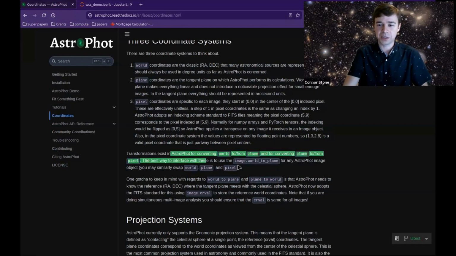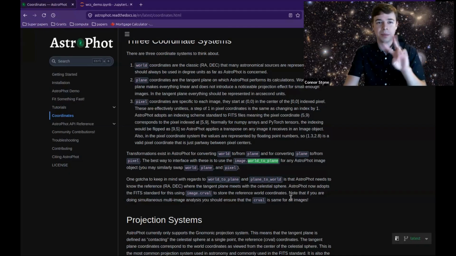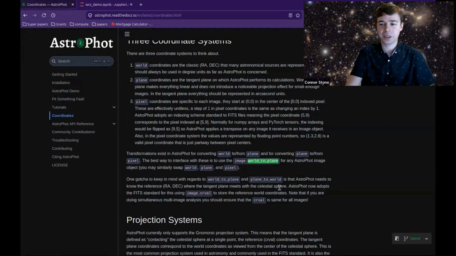AstroPhot has transformations between all of these. If you have an image object, you can just call the connecting function to map between the coordinates, and everything should work out just fine, assuming that you've got your world coordinate system injected into your image.